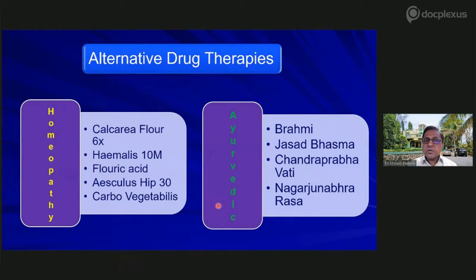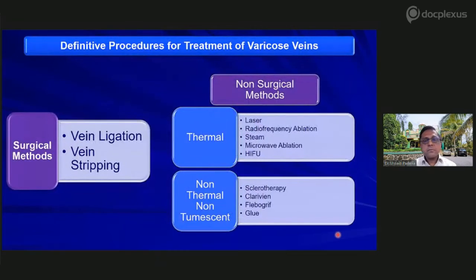Apart from that, in our country, we also have homeopathy and Ayurveda. And there are some good drugs available. In homeopathy, there is something called Calcarea fluor, Hamamelis, and Fluoric acid. And in Ayurveda, there is Brahmi, Chasad, and Chandravan. These also are good drugs. I don't have much details on them. I've tried them in some patients, and they do seem to work quite well.